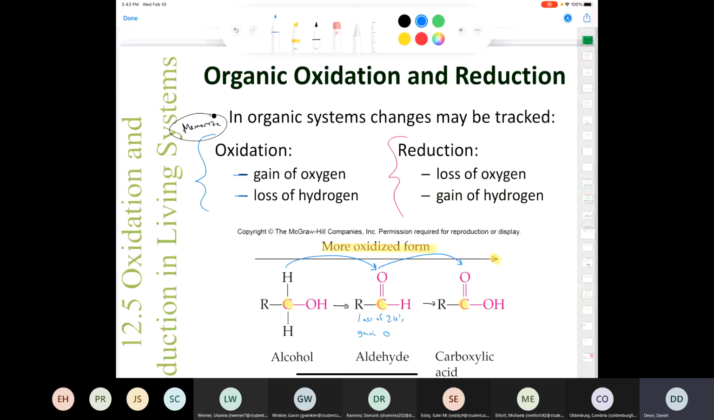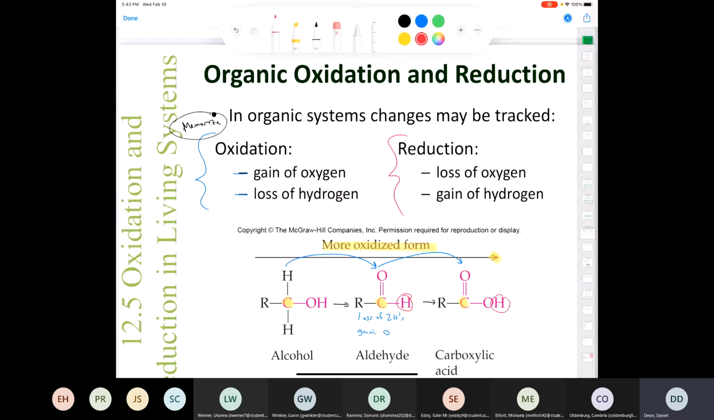And then when we move over to the carboxylic acid, there's no change in the number of hydrogens. We had 1 hydrogen here. We've still got 1 hydrogen here. But what did we do? We gained 1 oxygen atom, right? This one here is brand new. So that's what more oxidized means. Now, if you're really astute and you're asking me, well, hold on, Mr. Dion, what if I go backwards from the carboxylic acid to the aldehyde to the alcohol? Would that be becoming more reduced? And the answer is absolutely. Absolutely it would be.